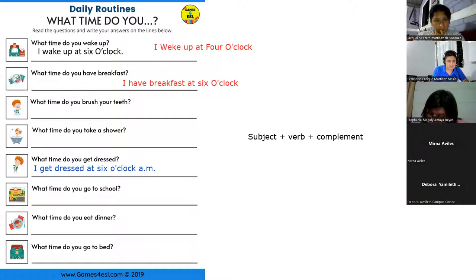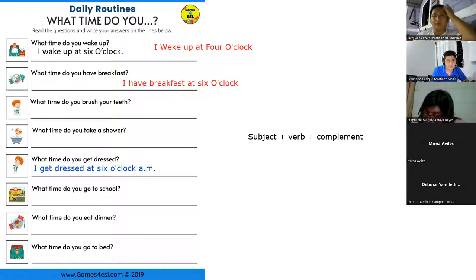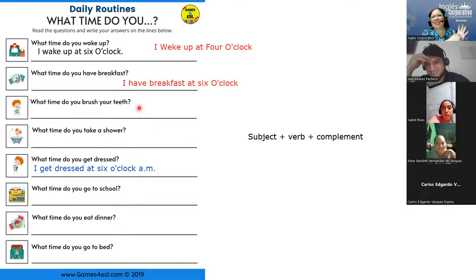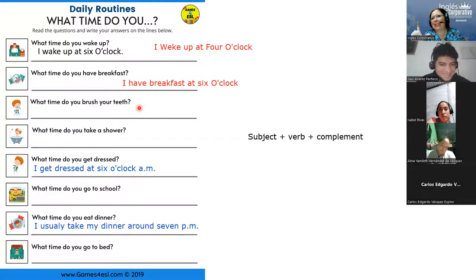Teacher, I have a question. For example, question number three: What time do you brush your teeth? And the answer is, I brush my teeth or I brush teeth? You can use both because we know that they are yours, right? Well, actually, if you do it to your pet, okay. But we usually say, I brush my teeth. Both are okay.